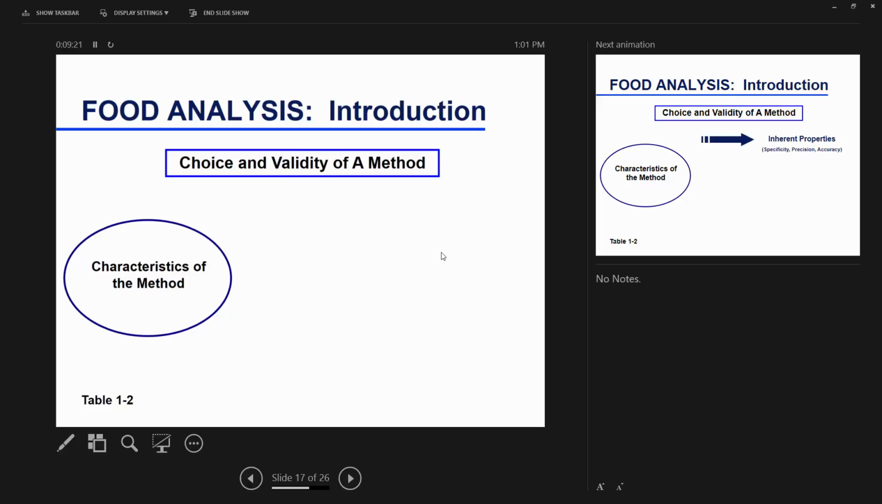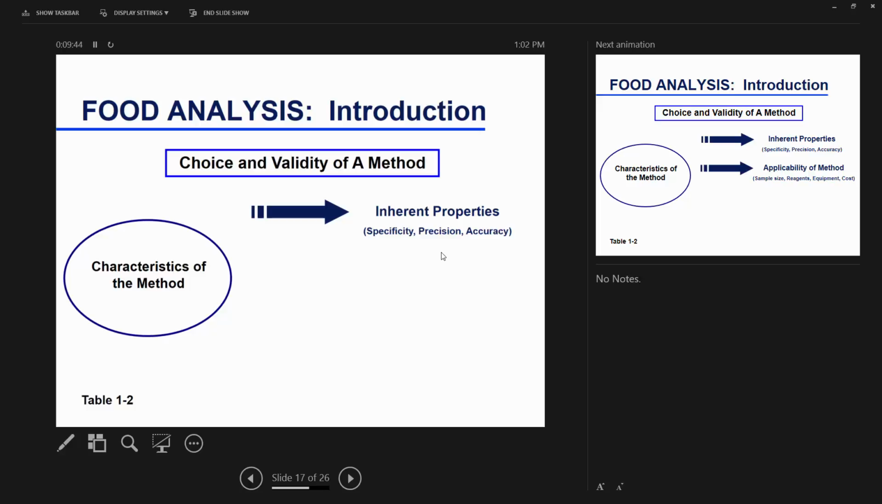Okay, so you decided on the analysis, now you need to choose a method. Like I said, there's so many different methods. So what will go into your decision of making a choice for a method? The characteristics of the method. In chapter 4, we're going to learn about specificity, precision, and accuracy. These are the inherent property of any method.